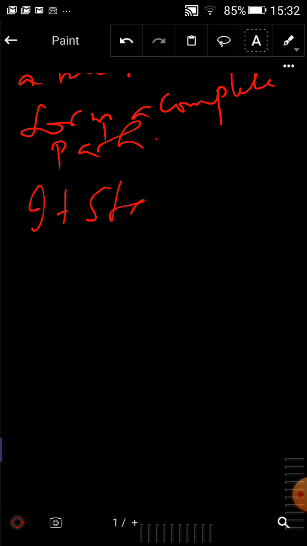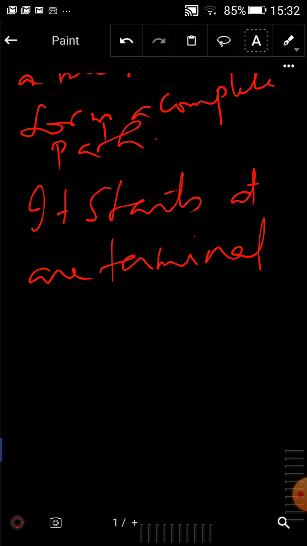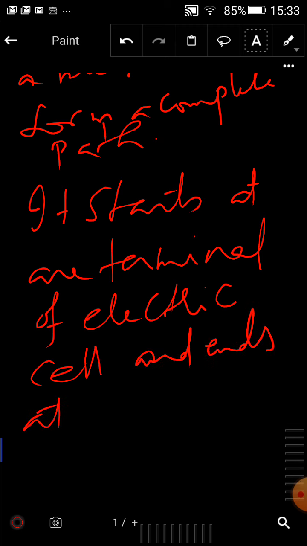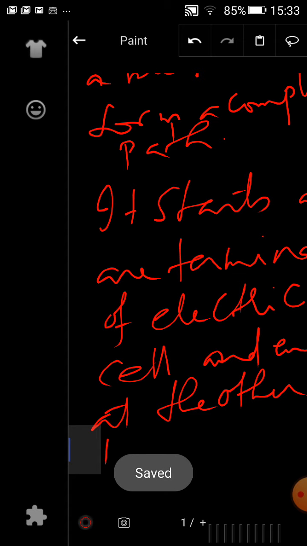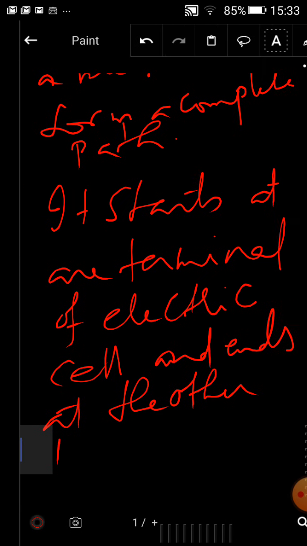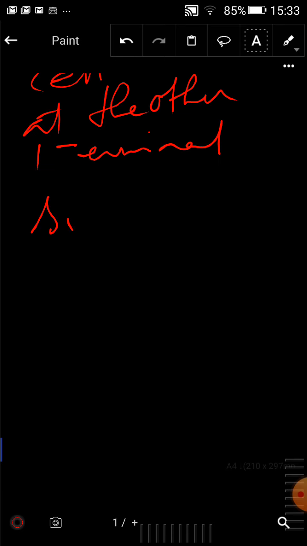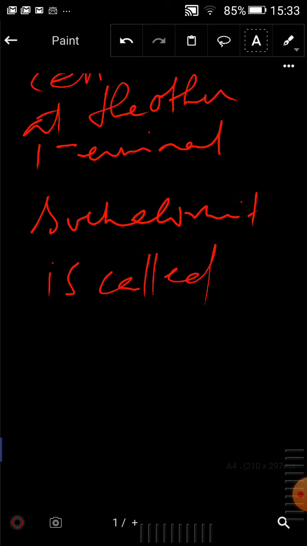It starts at one terminal of the electric cell and ends at the other terminal. Such a circuit is called a closed circuit.